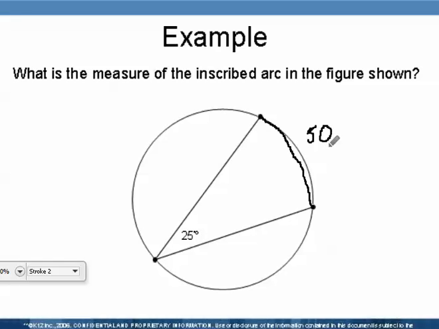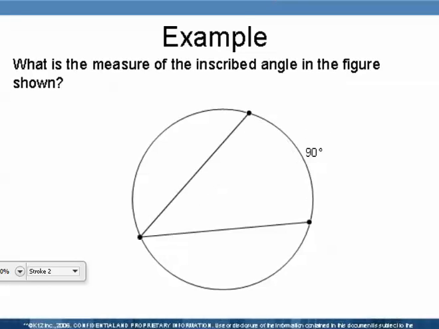The arc has to be twice as big. That's an easy way to do those type of problems. Here's another one. I've got an arc. It's a 90-degree arc. What is the measure of this angle over here? Well, to find this, I'm going to take half of 90. That's 45 degrees, 1/2 of 90. You guys seen how I'm doing those?